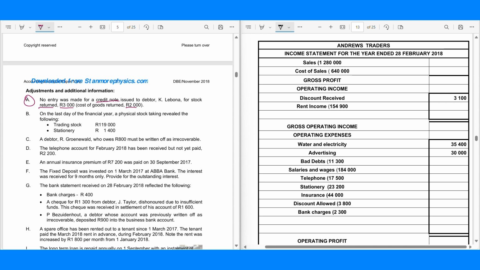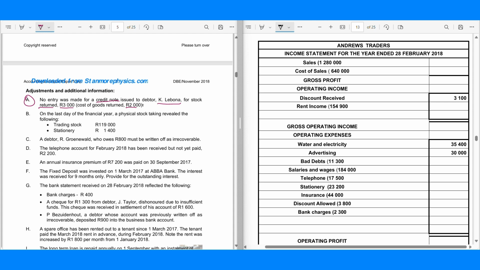No. A credit note is a document issued to a customer by the business that indicates a reduction in the amount they owe us. Meaning a credit note is a document issued to a debtor that indicates a reduction in the amount they owe us. It is typically used in situations like returns. As you can see, K. Lebona returned goods, so we issue a credit note to the debtor. So returns, discounts, errors, you see.